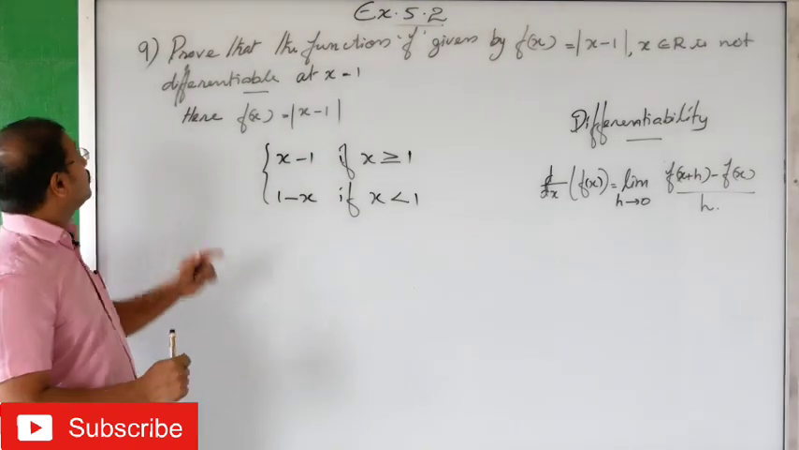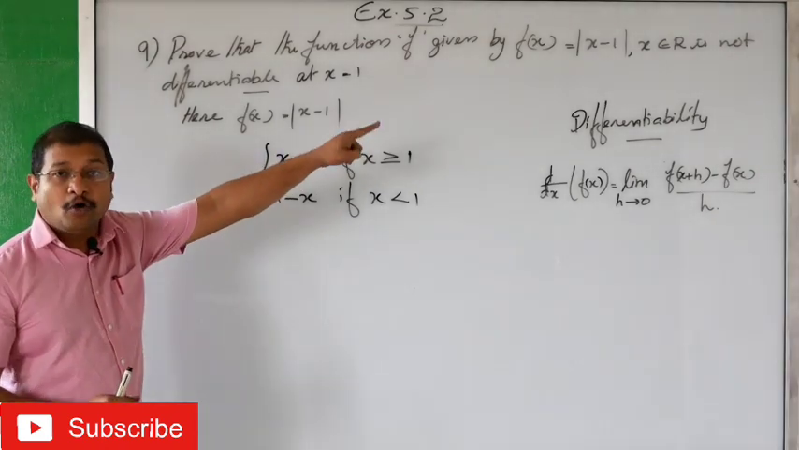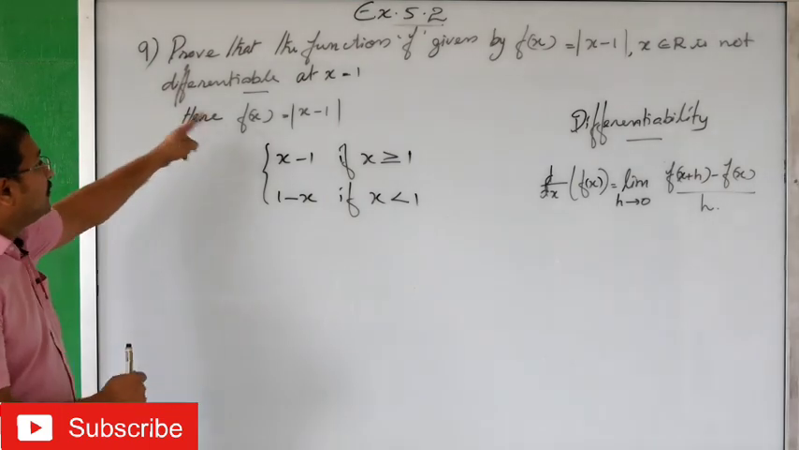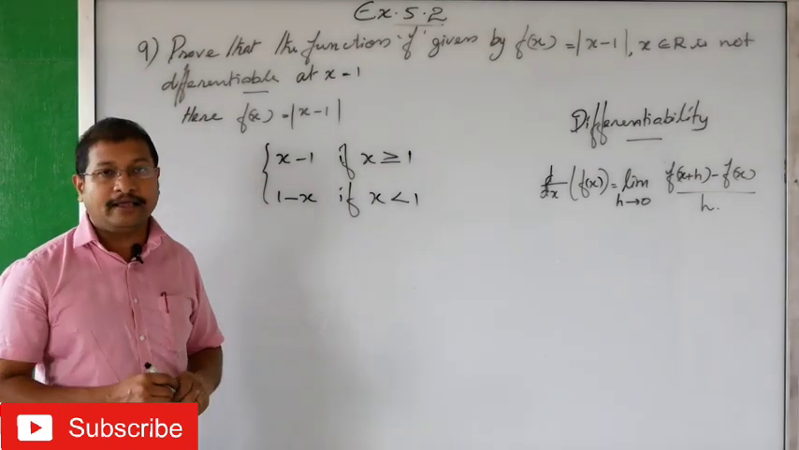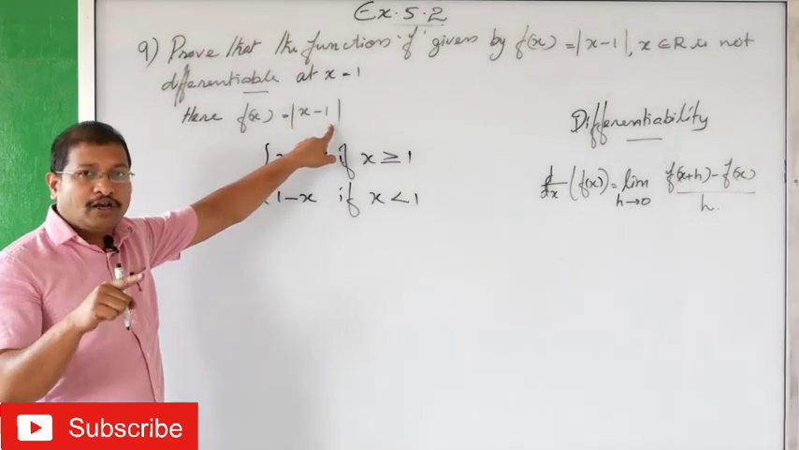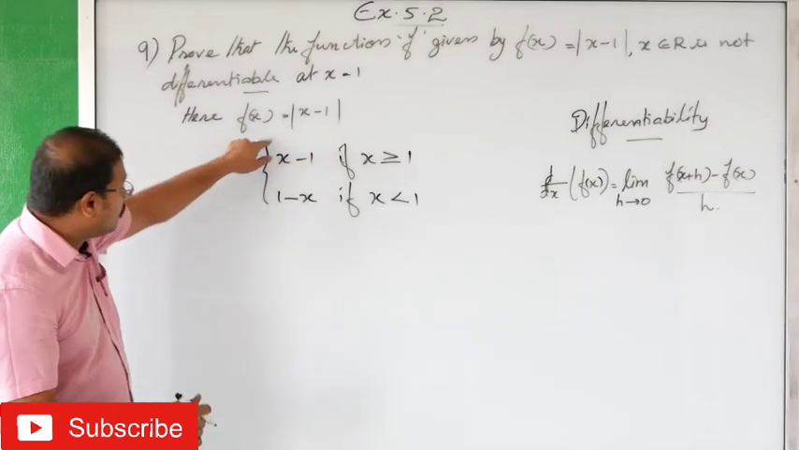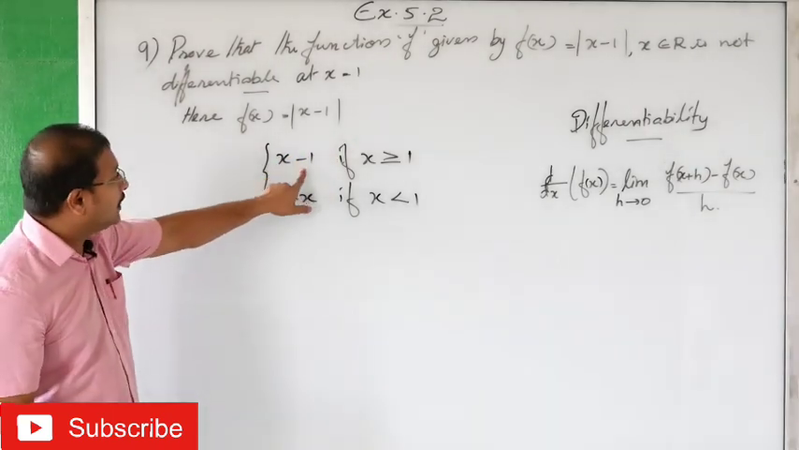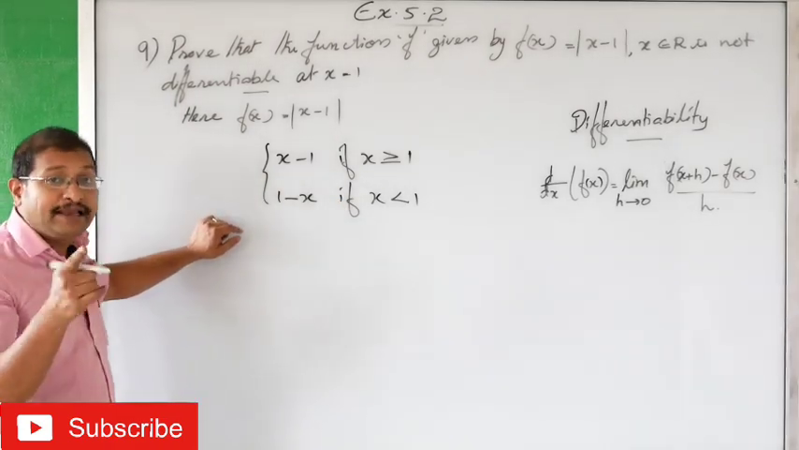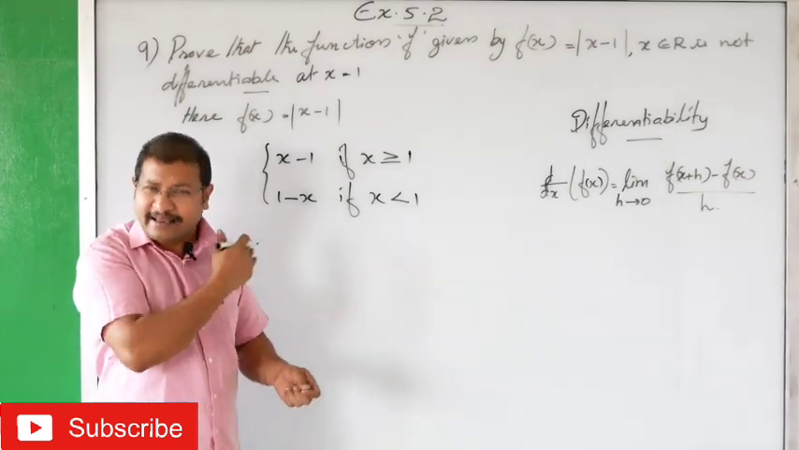Let's see the next question. Question number 9. Prove that the function f given by f of x equals modulus x minus 1, x belongs to R, is not differentiable at x equals 1. Ready? So we know that here f of x equals modulus x minus 1. Modulus means what will happen? Plus or minus, isn't it? It may be plus or minus. That means you got the range: x minus 1 if x is greater than or equal to 1, and the next one 1 minus x if x is less than 1. x is less than 1 means negative side, isn't it?